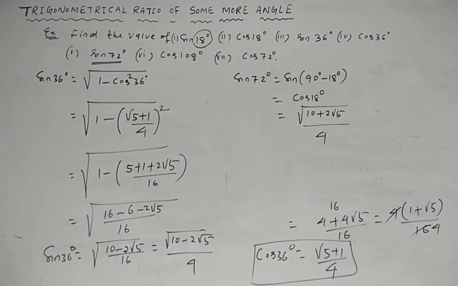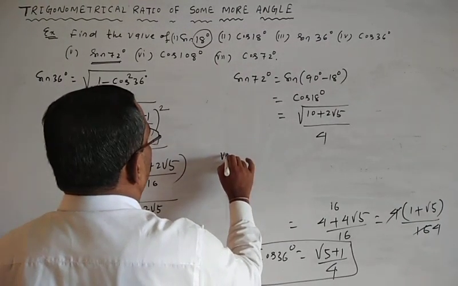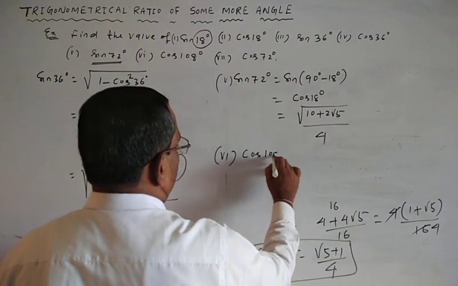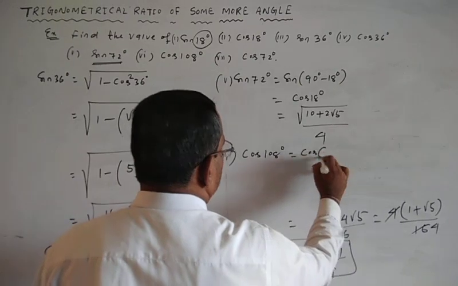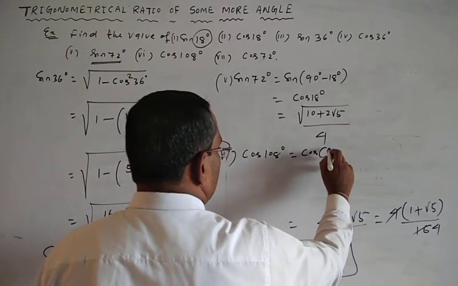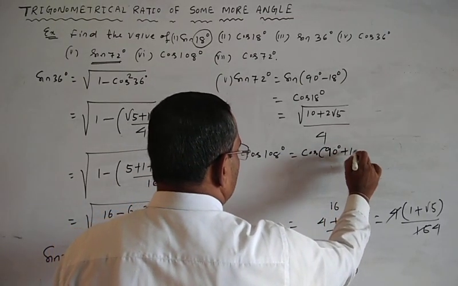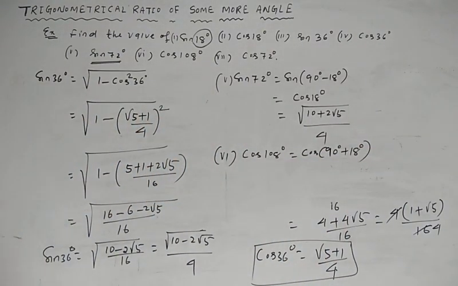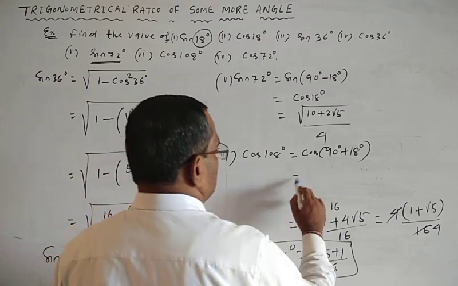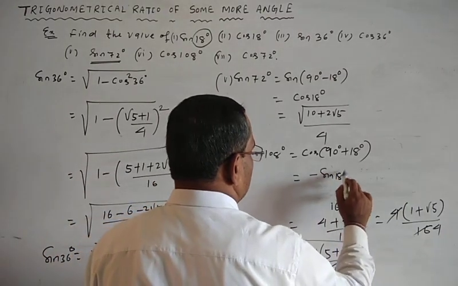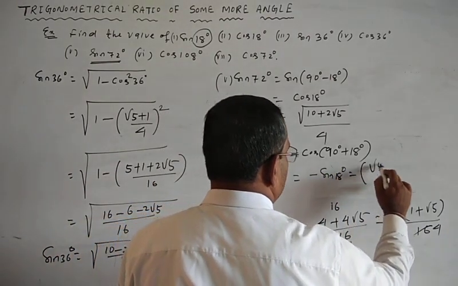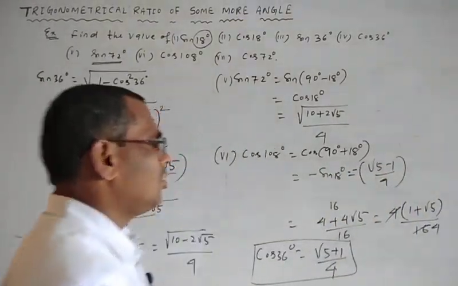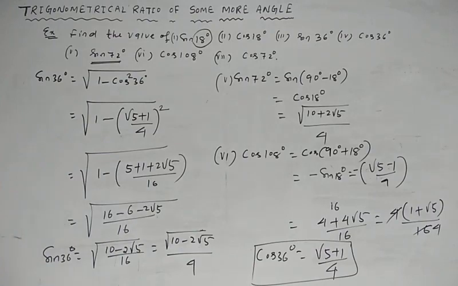Okay, then this one is the 5th number, and the 6th number is cos 108. So cos 108 means you have to write cos(90 degree plus 18 degree). So cos(90 plus theta) is equal to what? It is equal to minus sin 18 degree, and this is equal to minus of root 5 minus 1 by 4.